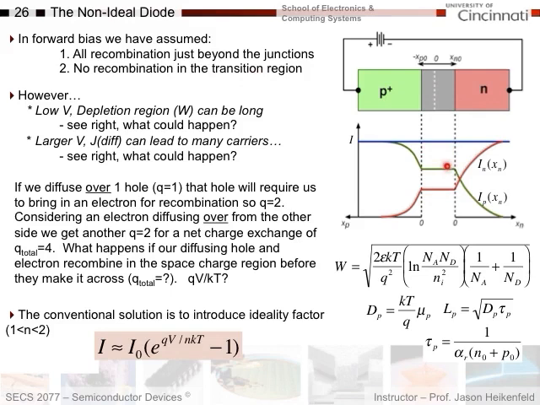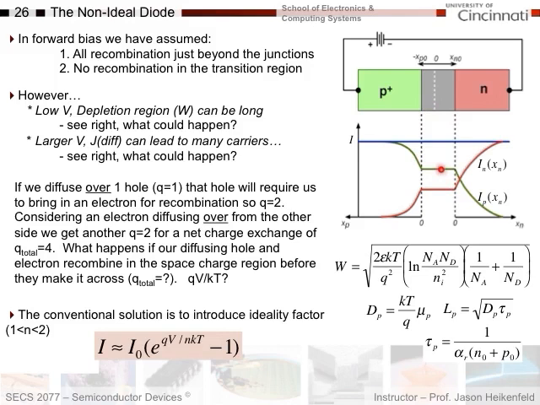However, there are two exceptions to this. When I am at low voltages, my depletion region width can be very wide. Remember, when you forward bias a diode, you decrease the depletion region width. But for low voltages, the depletion region width could be so wide that it gives a better chance for a hole, as it tries to make it across here, to see an electron coming this way, and then they recombine.